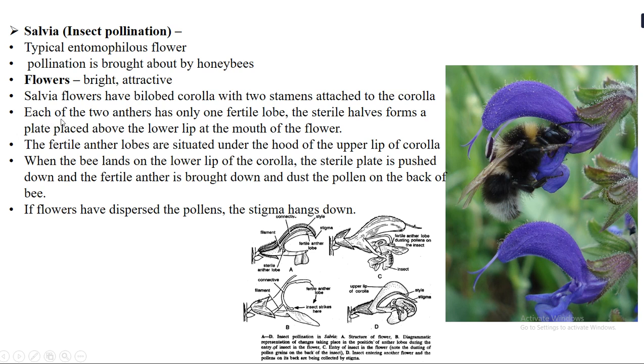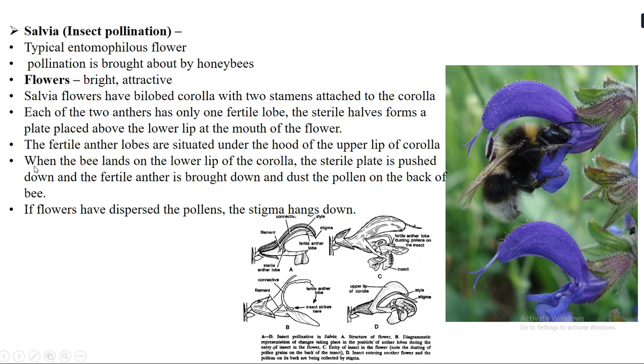Of the stamen, each of the two anthers has only one fertile lobe. You can see here in the diagram, this is the fertile lobe and this is the sterile lobe. So one lobe of the anther is fertile and the other one is sterile. The sterile half forms the plate which is placed above the lower lip. So this is the lower lip, and there is a plate of sterile lobe placed over here, and the fertile one is in the hood of the upper lip.